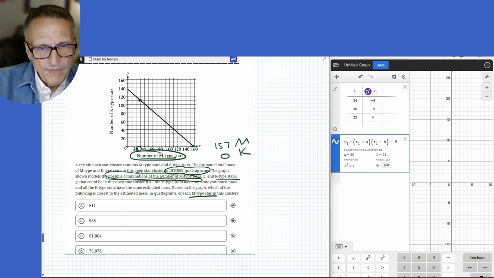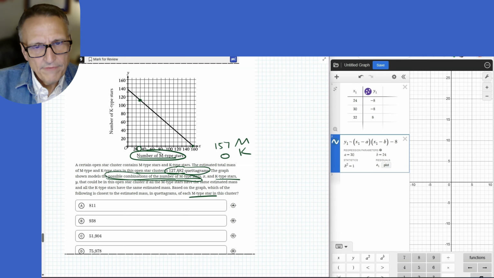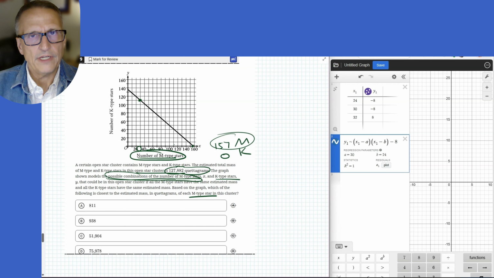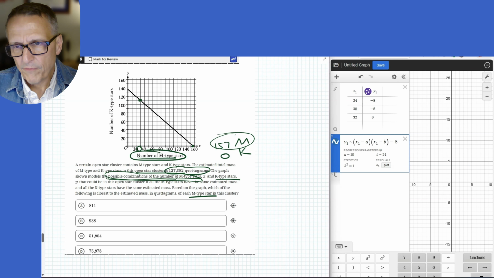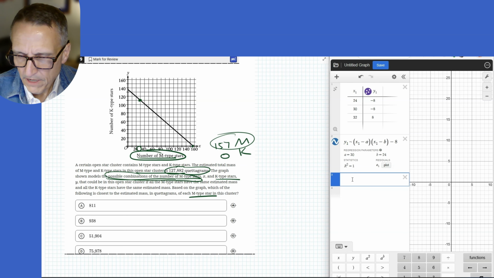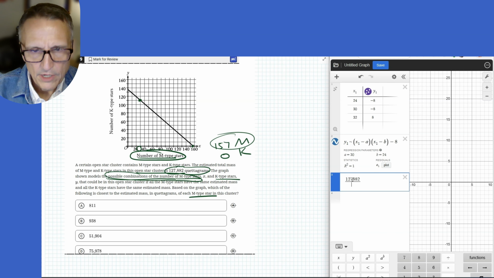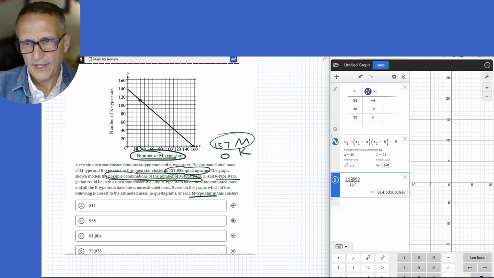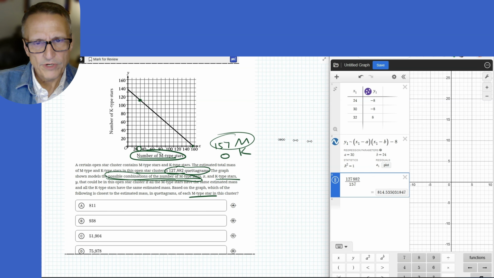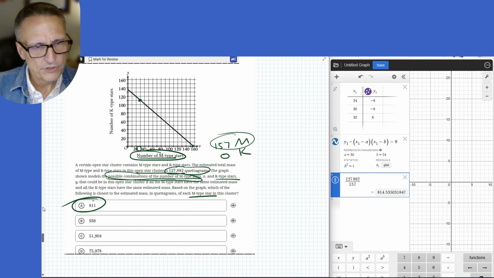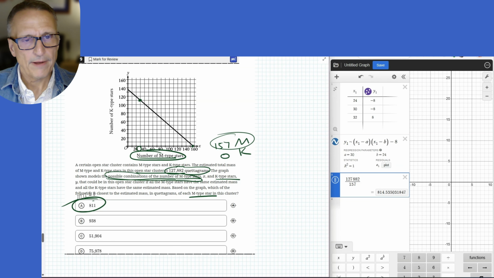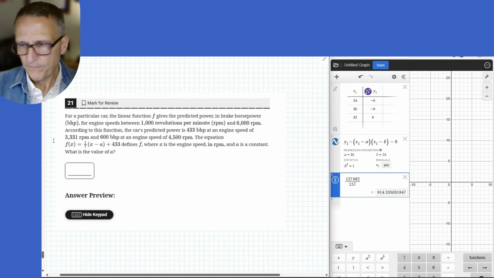That would mean that all of that mass, 127,882, it's all in those 157 M-type stars. So therefore, I would go over to my calculator and divide the 127,882 by all 157 M-type stars. I get 814, and that's closest to 811. Okay, so that's what that problem was all about. Let's take a look at number 21.